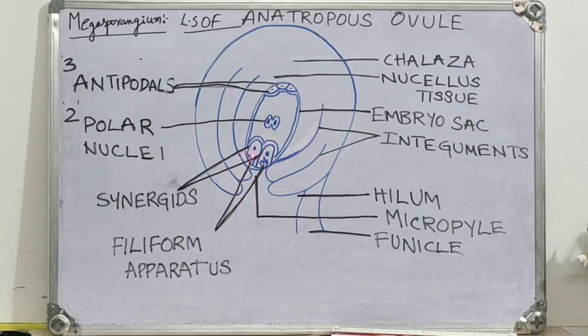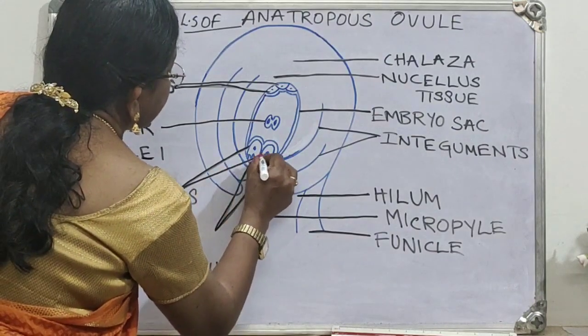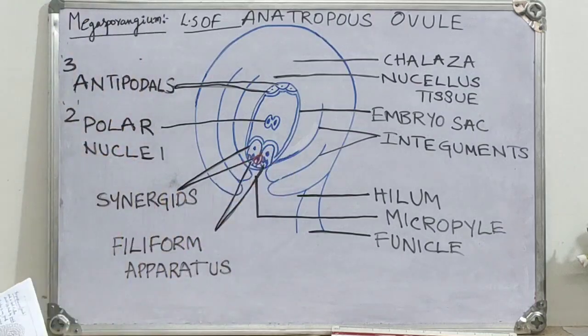Here in between these two synergids, the egg cell is present. Don't forget about that. In between these two synergids, the egg cell is present. At the center of the embryo sac, two polar nuclei are present. And at the anterior portion of the embryo sac, three antipodal cells are present. So from the micropyle only, the pollen tube will enter toward the egg cell.